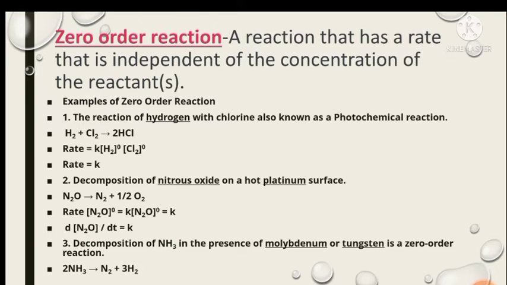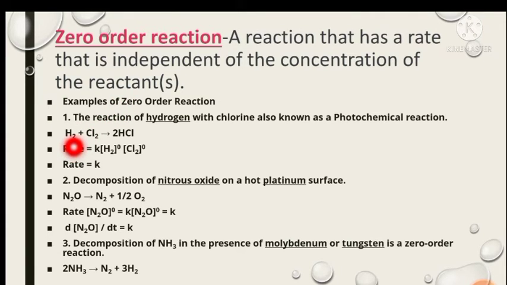Zero order reaction means all the reactions in which the rate of reaction is not dependent on concentration. The word zero here reflects that the rate of reaction is totally independent of the concentration of the reactant. Generally, in factors affecting the rate, we say that concentration adversely affects the rate of reaction, but in case of a zero order reaction the concentration is not going to affect the rate of reaction. So it is a special type of reaction.